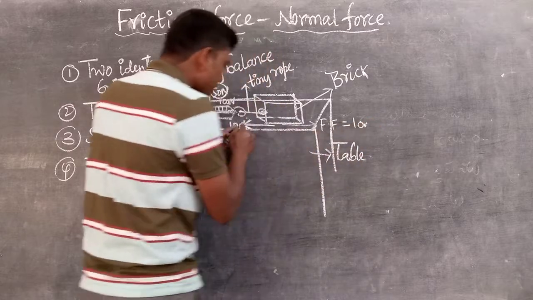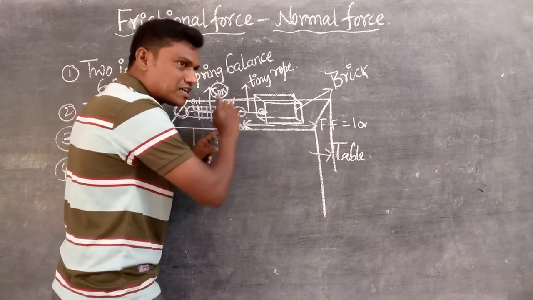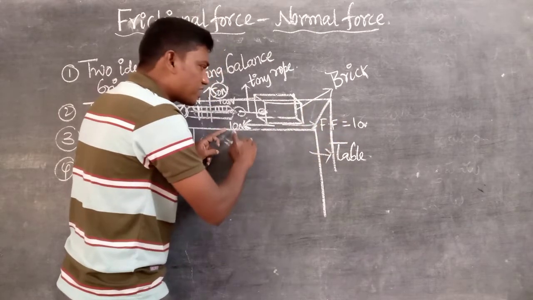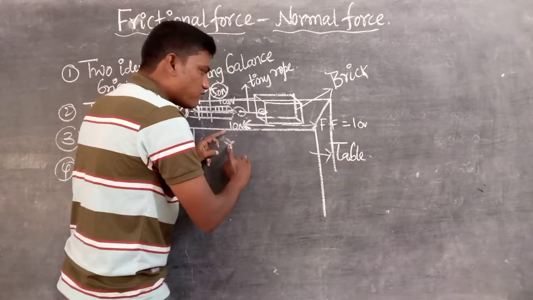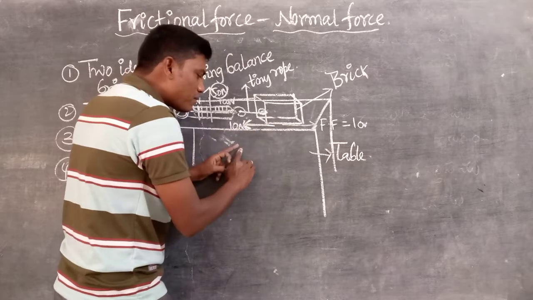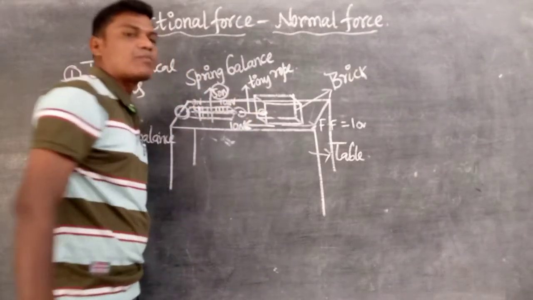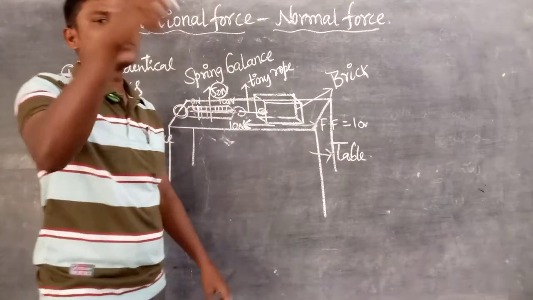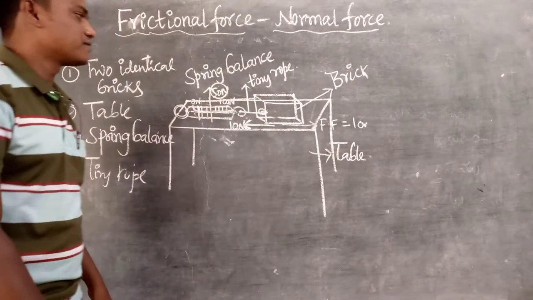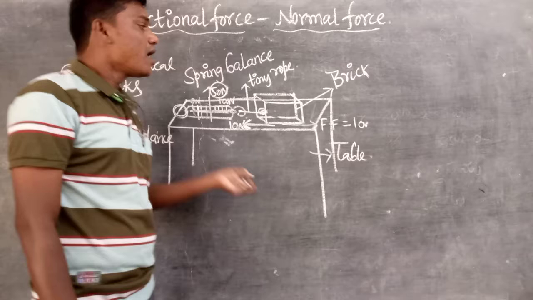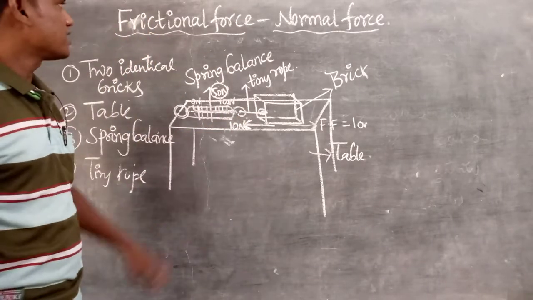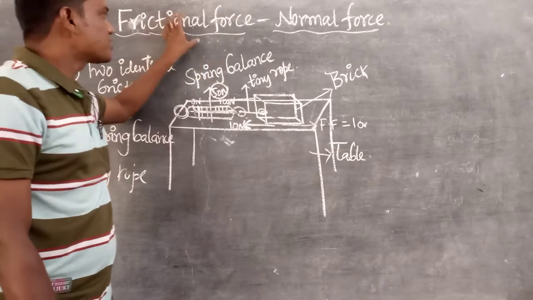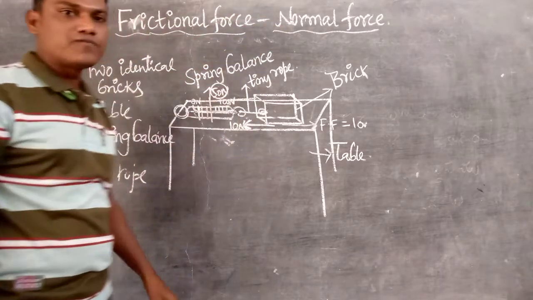How much is acting? 10 Newton. Here 20, the brick is not set into motion, it is still at rest, which means the opposite force is also 20. Here 30, this side is also 30. 40, here also 40. When you apply 50, the body is set into motion. So the frictional force offered by this brick is 50 Newton. That is the answer according to them. But that is not our main concept. Our concept is the relation between frictional force and normal force.